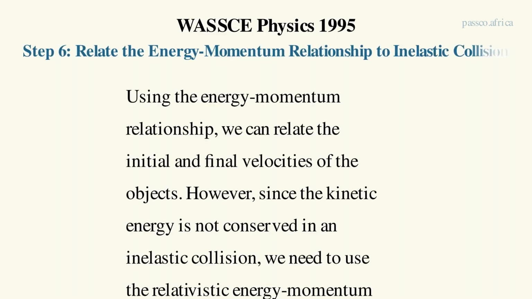Using the energy-momentum relationship, we can relate the initial and final velocities of the objects. However, since the kinetic energy is not conserved in an inelastic collision, we need to use the relativistic energy-momentum equation, E squared equals (pc) squared plus (mc squared) squared. Substituting the expressions for energy and momentum, and simplifying this equation, we get the relation between the terms.